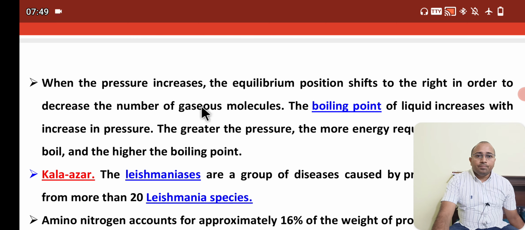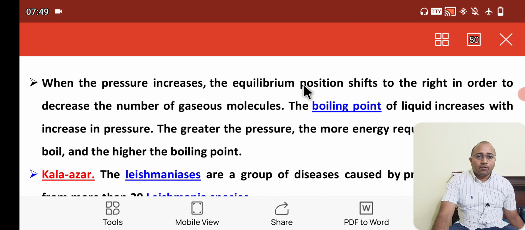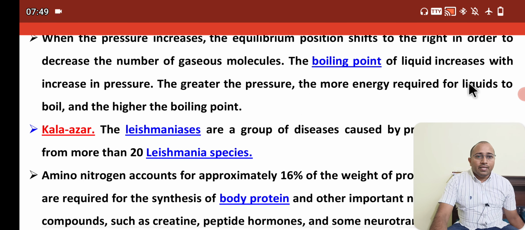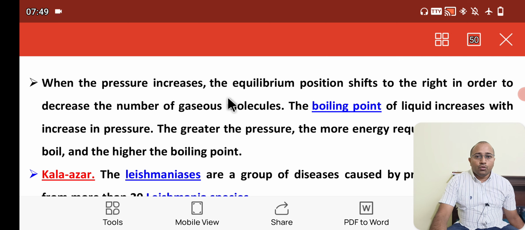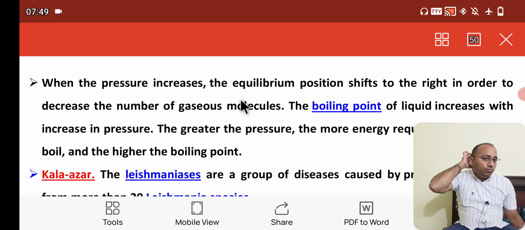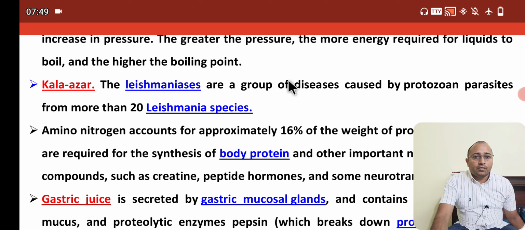You can see boiling: when the pressure increases, the equilibrium position shifts to the right in order to decrease the number of gas molecules. The boiling point of a liquid increases as the pressure increases. So obviously that is the reason why we use a pressure cooker, with which we increase the boiling point very fast.